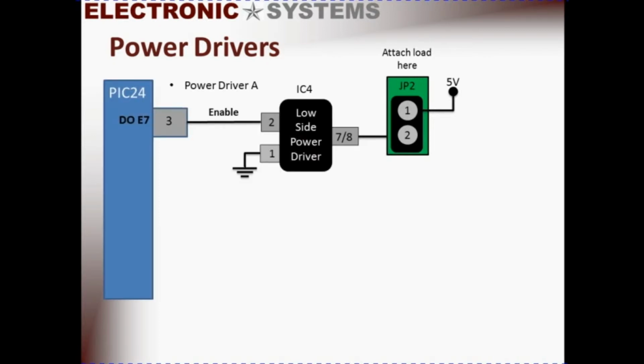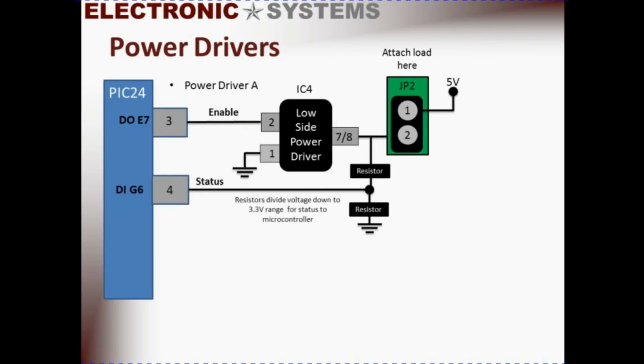The Nesi board provides power drivers to be able to control high-power external devices. There are 2 of these circuits available. Power driver A begins with the ability to attach the 5 volts to an external device, such as a motor, across JP2. Once that is done, the PIC-24 has the ability then to control current flow through that motor using the digital output that's available on pin 3. That output is used as an enable to the load side power driver, which acts as a switch to turn the device on and off.